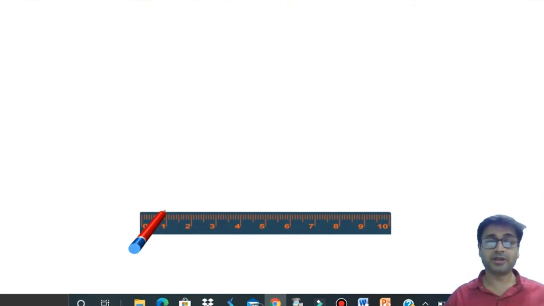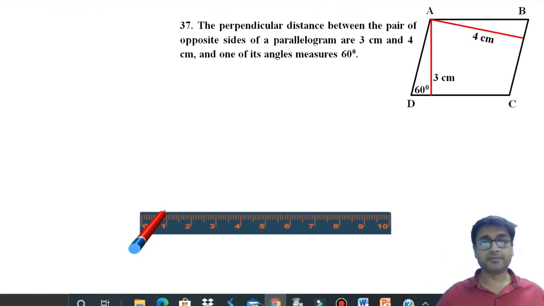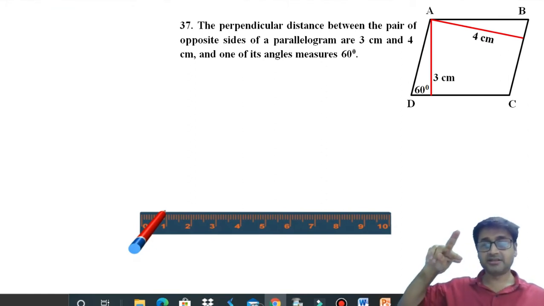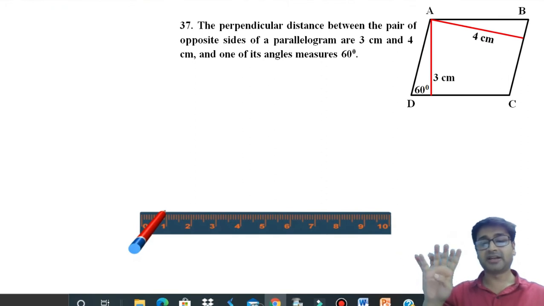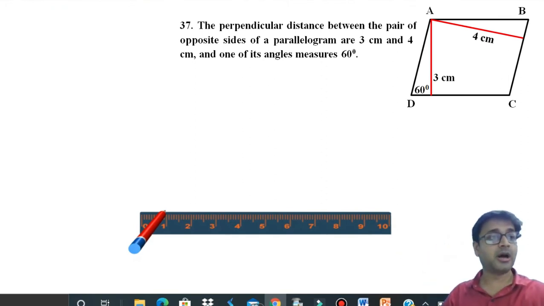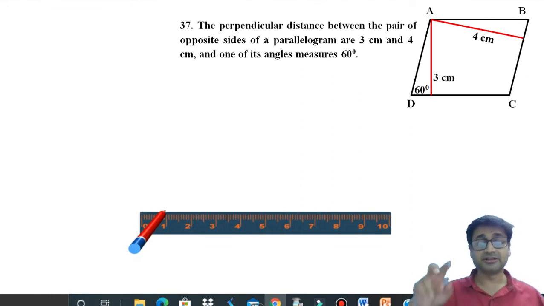Sum number 37. Most favorite for me. Very intelligent question. You really have to think over here. Draw the rough diagram, see what they have given you, and then come back. So you've been given only 3 things over here. Can you see the rough diagram up over there? They say that the distance between 2 parallel sides is 3 and the other 2 parallel sides is 4, and we are constructing a parallelogram here. So the distance between the parallel sides is given as 3 and 4, and one angle is given to you as 60 degrees. That's it.